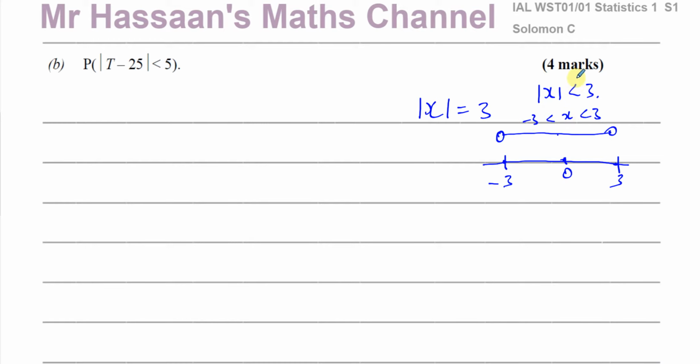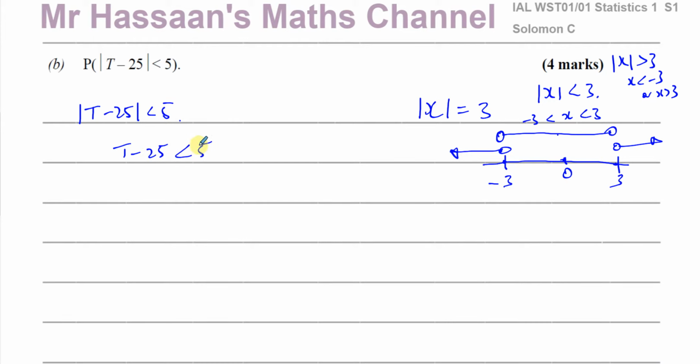Okay, if I had the modulus of x is greater than 3, that means the opposite, that x has to be more than 3 units away from the 0. So this would be x is less than -3 or x is greater than 3. Okay, but in this case, what we have is the modulus of t minus 25 is less than 5. So what I can understand this to be, it means that t minus 25 has to be less than 5 and it has to be more than -5, if we follow the same kind of logic here.